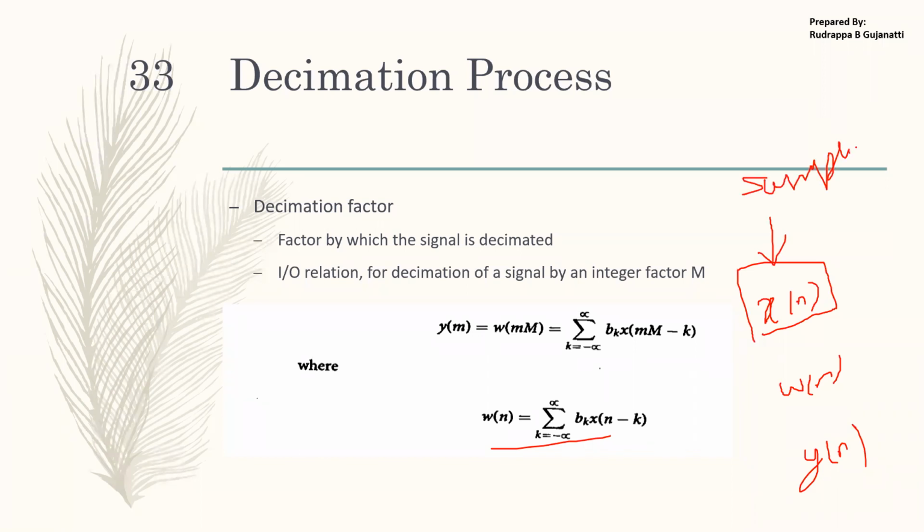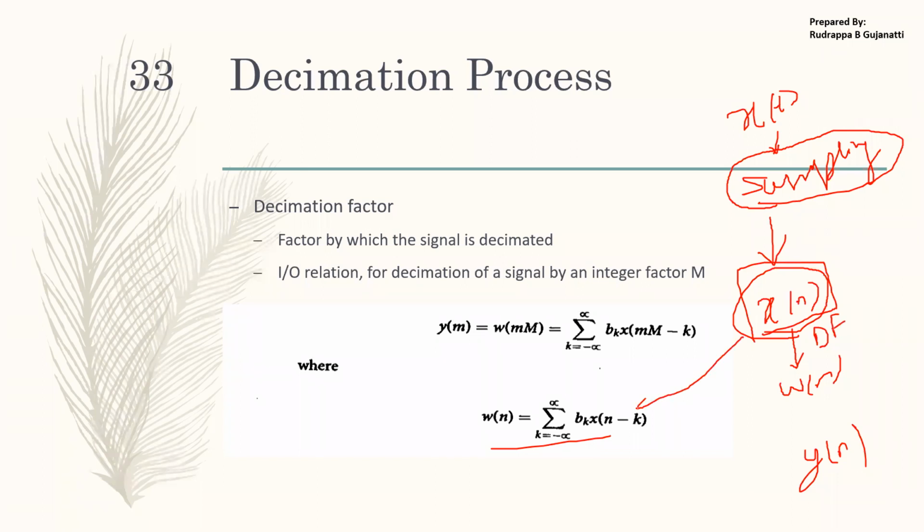So x of n is the result of sampling. Let me specify x of t, the continuous signal. When you sample the continuous signal, I'll get these samples. Sampling is done keeping in mind that the Nyquist criterion is satisfied. Now, once I get this sequence, if I want to pass it through a filter, I'll pass it through a digital filter since this is a discrete sequence. That is what this equation represents. The coefficient bk gives you the filter response.